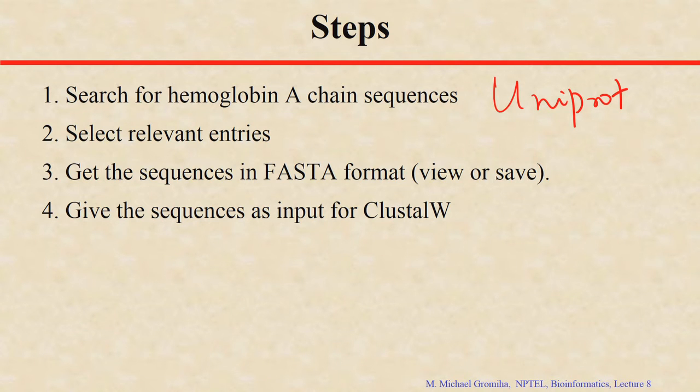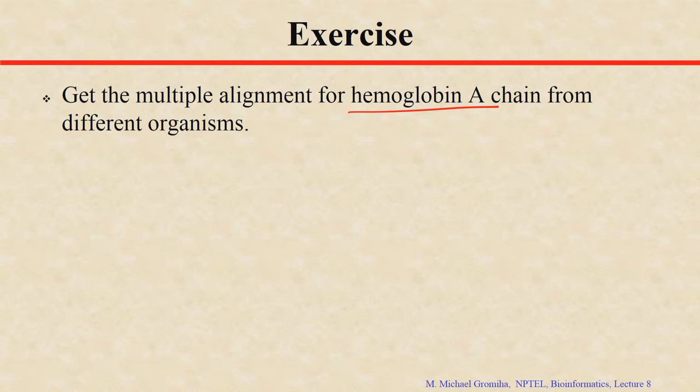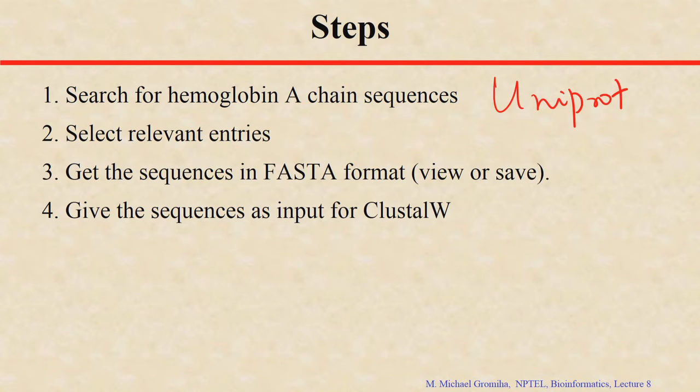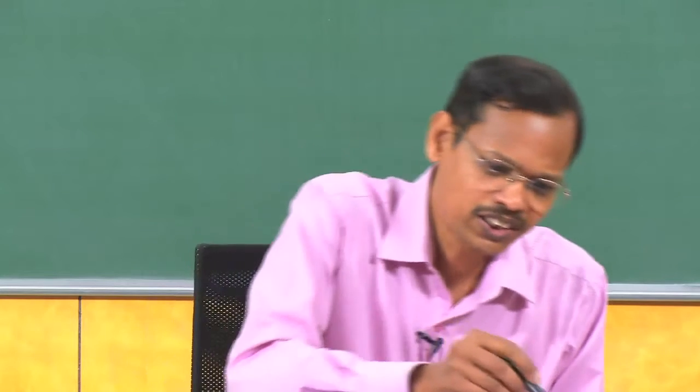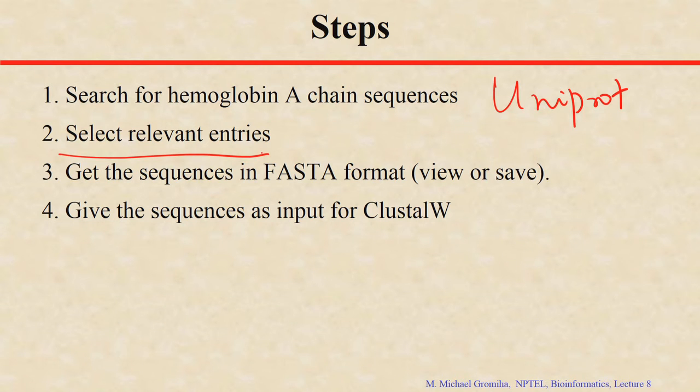Then what to do? You have to identify relevant entries. The question is you have to get the alignment for different organisms, but if you search UniProt with hemoglobin A, you will get several entries from the same organism as well as different organisms. Why do we get the same organism with different data? Mutation data, right. So you will get human 2-3 times, but the question is to get different organisms. Then you have to select relevant entries and save them in FASTA format.